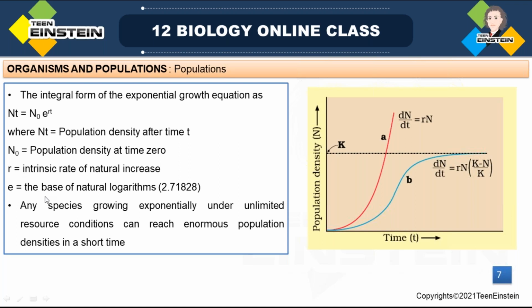Then e is the base of natural logarithms, 2.71828. So any species growing exponentially under unlimited resource conditions can reach enormous population density in a short time. Okay.